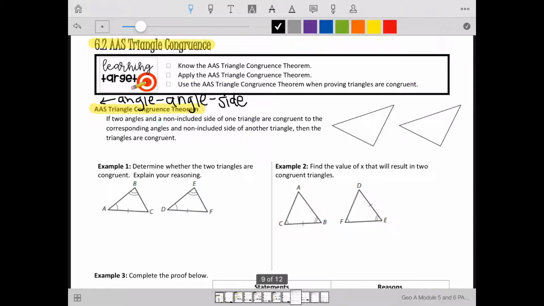And what AAS triangle congruence tells us is if we have two angles in a triangle and a non-included side, so a side that is not in between the two angles, if those are congruent to two angles and the same unincluded side on the other triangle, then these two triangles are automatically congruent.